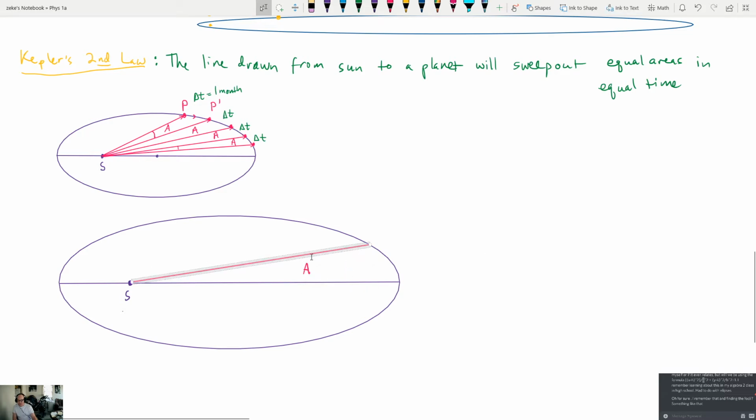So if I want to make equal areas and equal times, then it's pretty obvious that if I take another line and make it have pretty much exactly the same angle right here, something like that, this is probably about the same area, right?